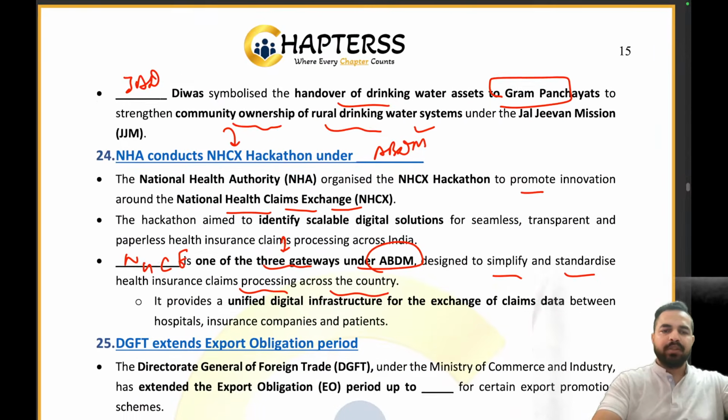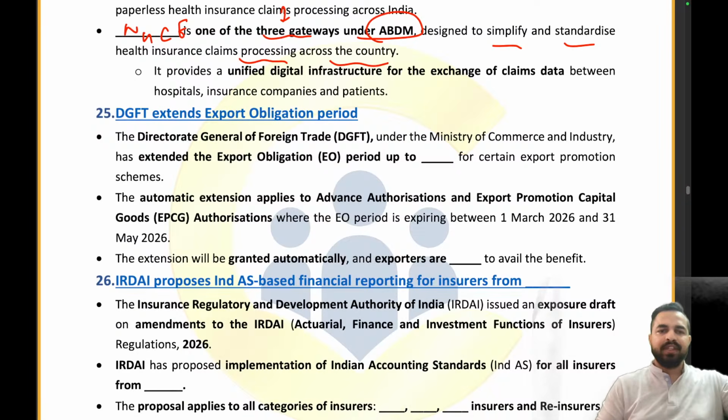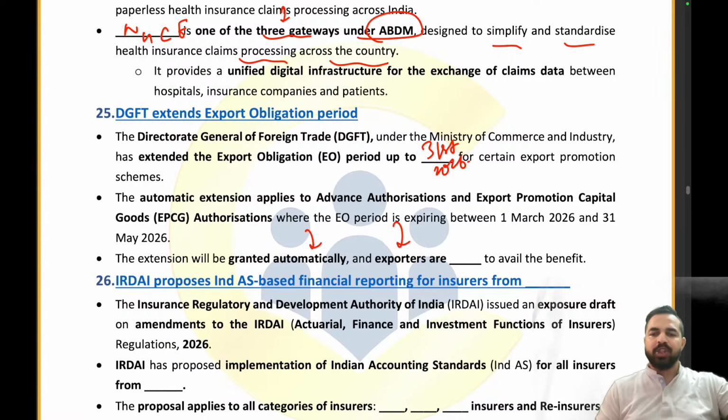Now let's try to answer this question. The DGFT has extended the export obligation period up to which date? What is the date? 31st August 2026. Absolutely right. The extension will be granted automatically and exporters are not required to do anything to avail the benefit. So basically, are they required to pay any fees or composition fees? No, they are not required. They are not required to pay any kind of composition fee, or to again refile the application. So that's all we need to understand here from this news article.